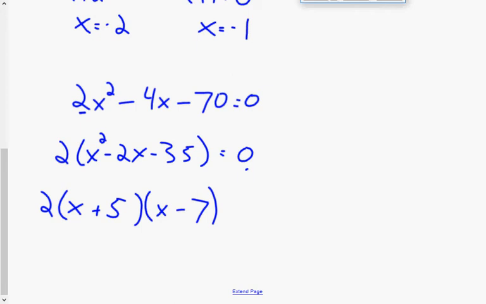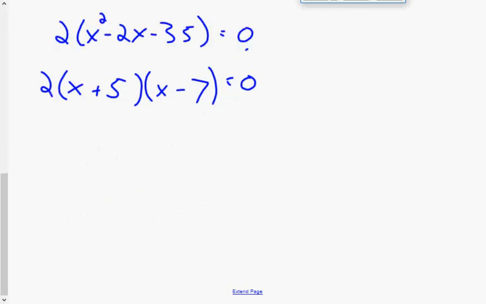But if we had the negative in front of the 5 and the positive in front of the 7? No. Because when you add those up, negative 5 plus positive 7, you're going to get positive 2, not negative 2. The multiplication would work, but not the sum. Okay? So this, nothing new here.